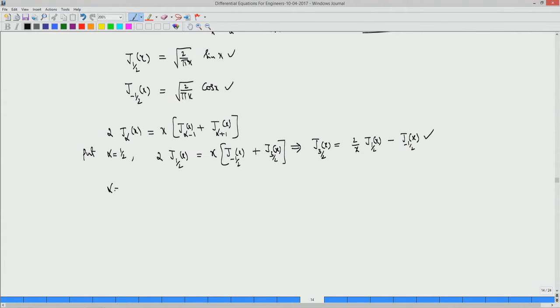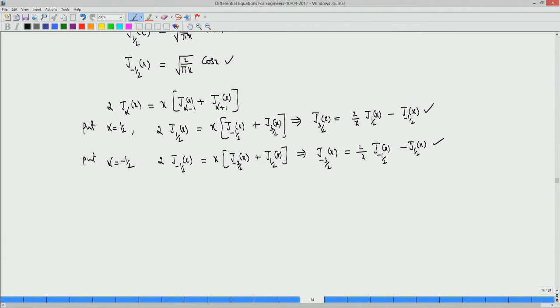If I put alpha equal to minus half, then what happens? You have J minus half of x, which is equal to x times, now if alpha is minus half, J minus 3 by 2 of x plus J half of x. This gives me J minus 3 by 2 as 2 by x J minus half minus J half of x. So, like this I can go on.